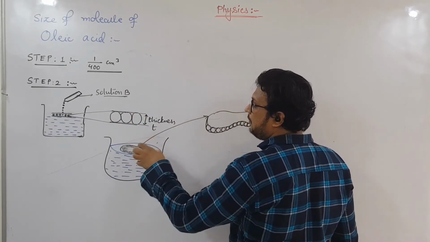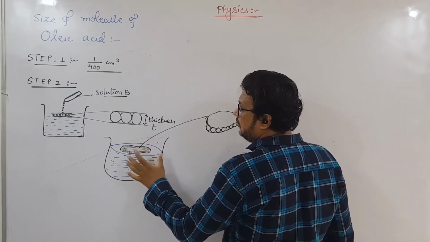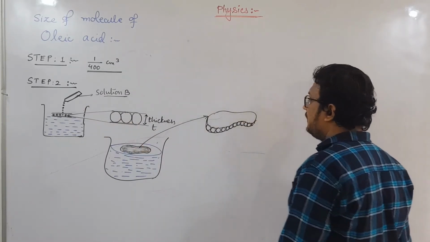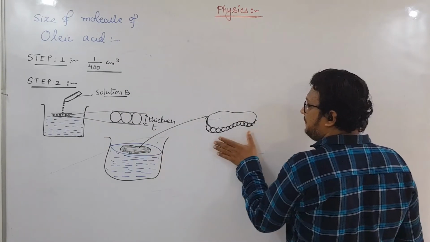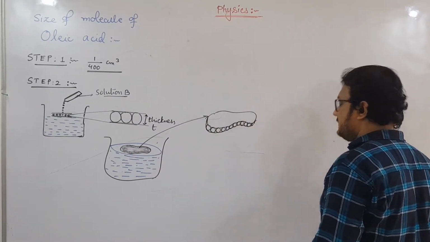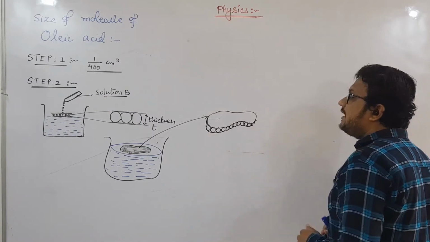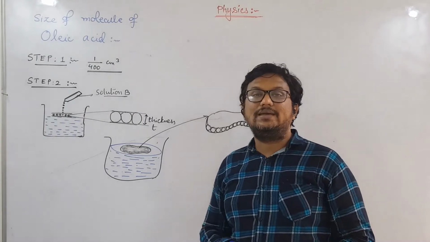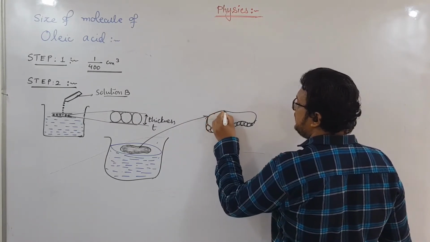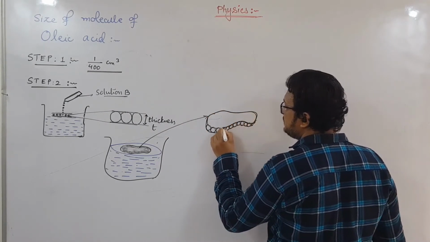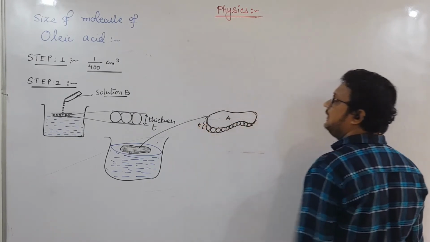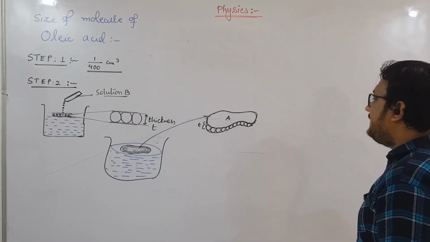If you see from the top, or in a cross-sectional or three-dimensional view, you will get an irregular shape of this oleic acid. If we draw this shape separately, this will be the shape of the layer of oleic acid. Now, the third step is to find the volume of this layer. How can we find the volume? Let us say this front view will be the area of the layer, and this is its thickness. How do we find area and thickness?